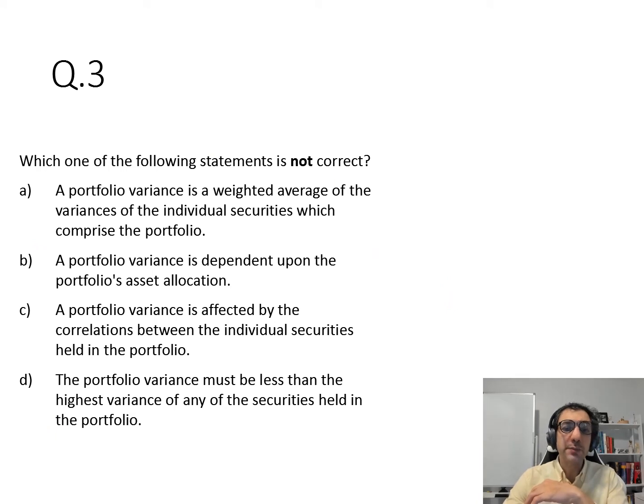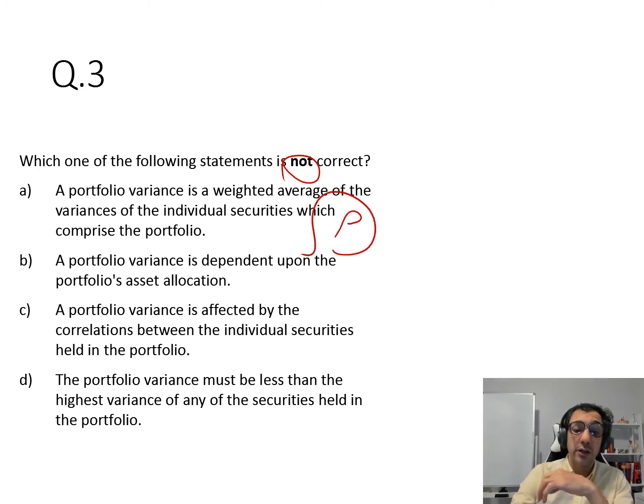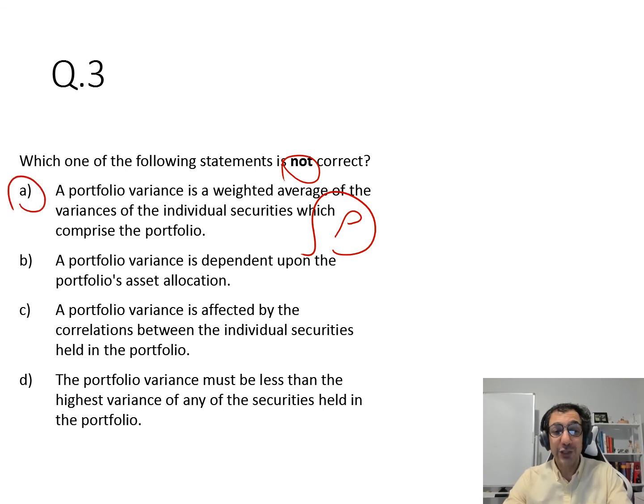Which one of the following statements is not correct? Be careful, you're looking for the incorrect statement. A, a portfolio variance is a weighted average of the variance of the individual securities which comprise the portfolio. So we learned that when it comes to portfolio, the variance is not similar to expected return. So you cannot just go with the weights of a standard deviation or the variance to calculate the portfolio's standard deviation or variance. Why? Because of the correlation. So we need to include the correlation in our argument. So A is not correct, which is our answer. So B, C, and D are correct.